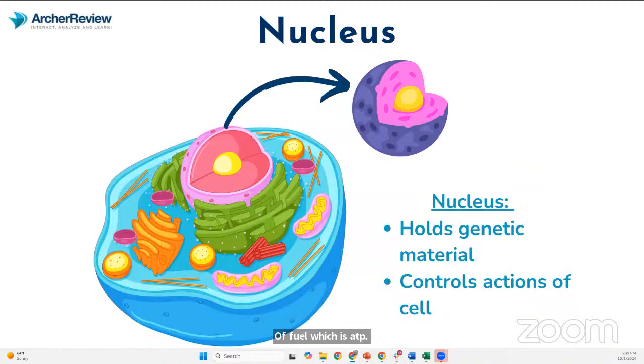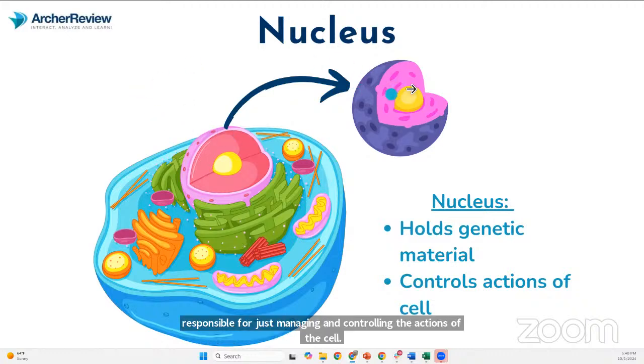Next, we're going to talk about the nucleus. The nucleus is one of the things that makes our cell so unique from a prokaryotic cell, because the nucleus has that nuclear membrane that protects our DNA. Our DNA is locked inside there, highly protected. So it's holding that genetic material, and the nucleus is also responsible for managing and controlling the actions of the cell.